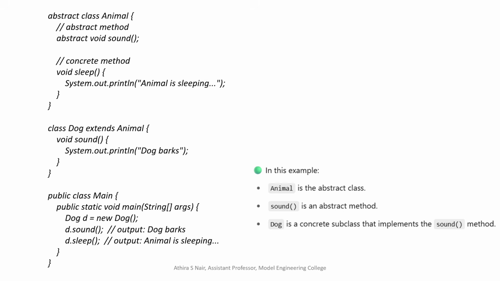And here in the main function we are creating an object for the class Dog, and when we call the method d.sound, then the output will be "Dog barks." When we call d.sleep, then it calls the method in the main class Animal, and the output will be "Animal is sleeping." So here Animal is the abstract class, sound is the abstract method, and Dog is the child class or concrete subclass that implements the sound method.